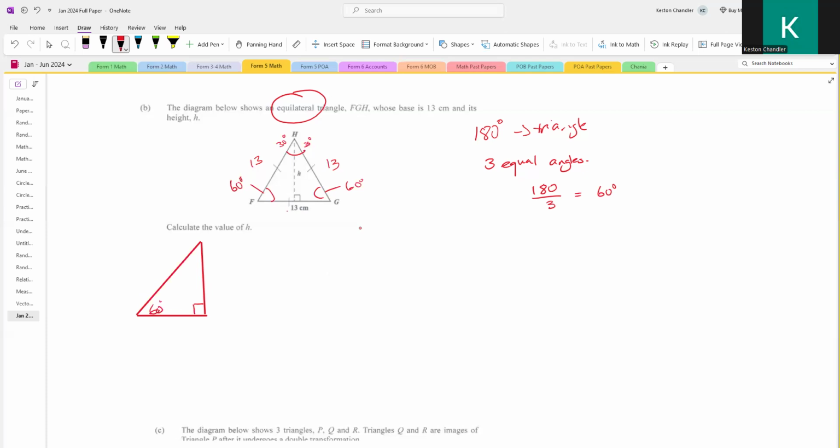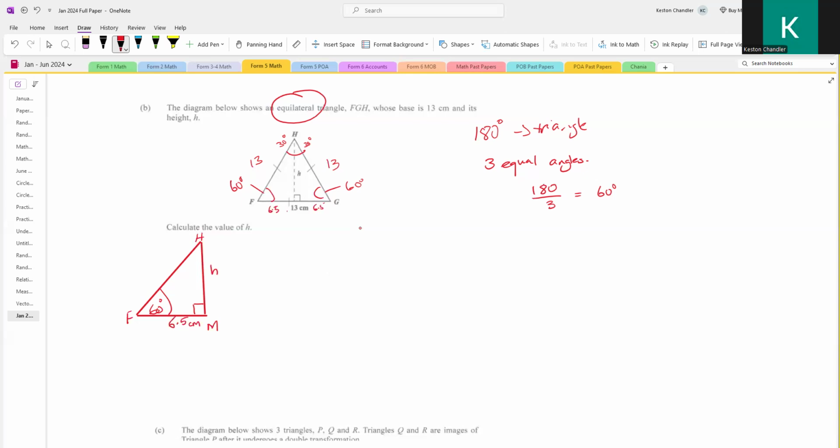So this is 60 degrees, right? Now, this line here, the height, is a perpendicular line that's going to divide this base into two equal parts. And half of 13 is going to be 6.5 and 6.5. Everybody agrees with that? Yes, sir. Good. So I have this half of the triangle here. I'm going to call this other point M for now, right? And I want to find the height, H.